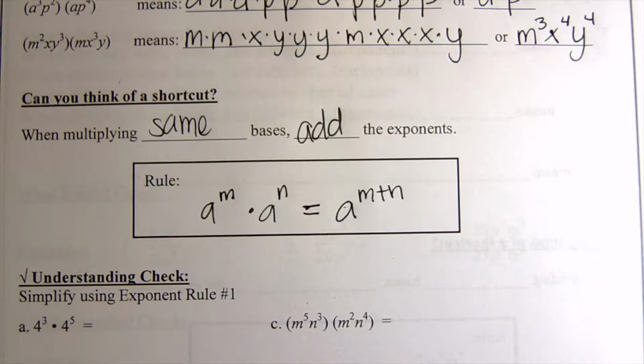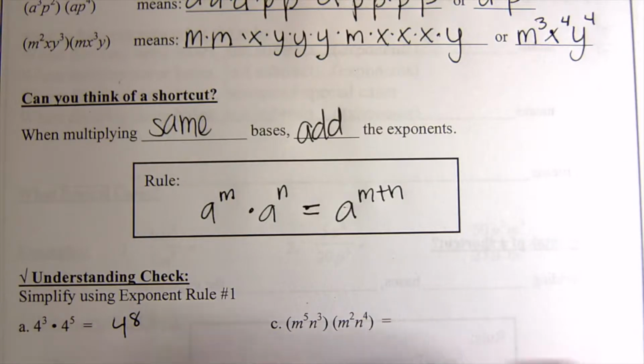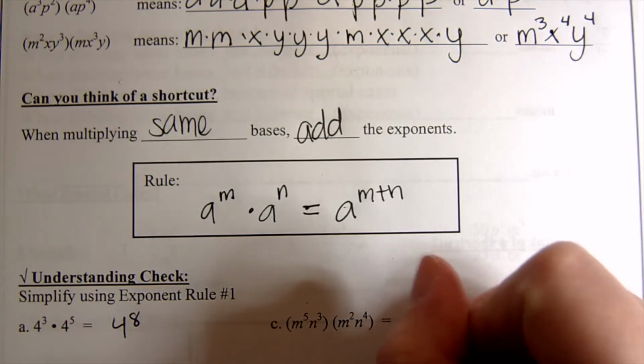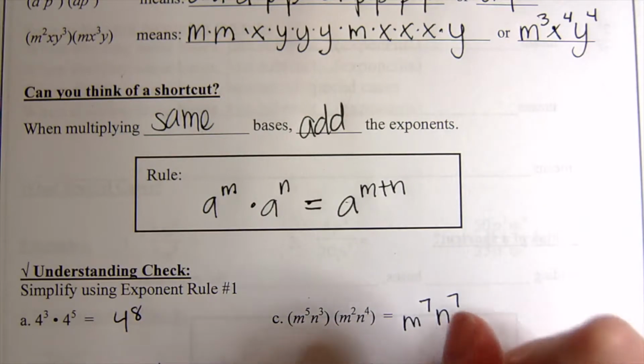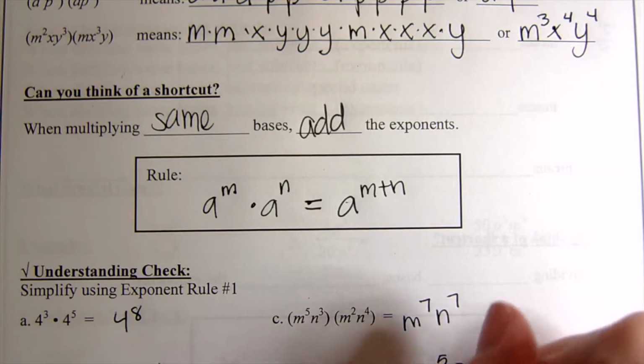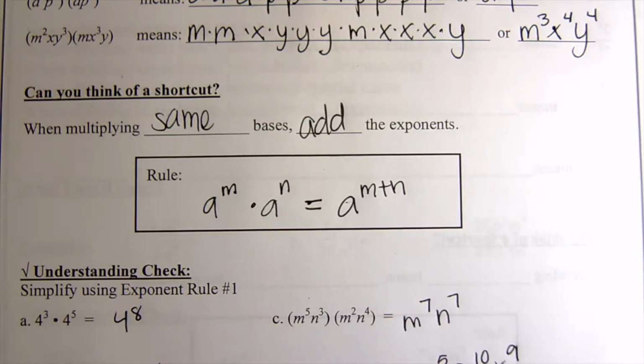Right, so 4 to what power? 8. 4 to the 8th power. A to what power? 11th. M and N. And then G, P, X. Any questions about these? Okay, go ahead and turn the page.